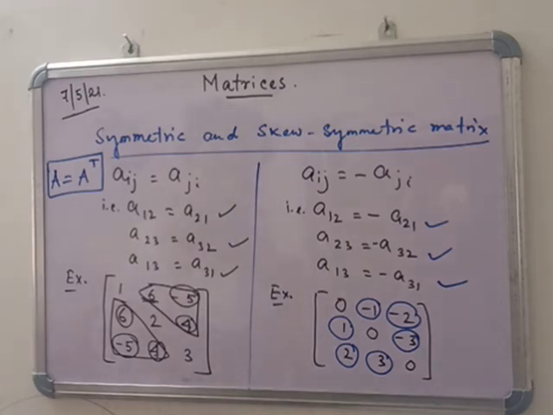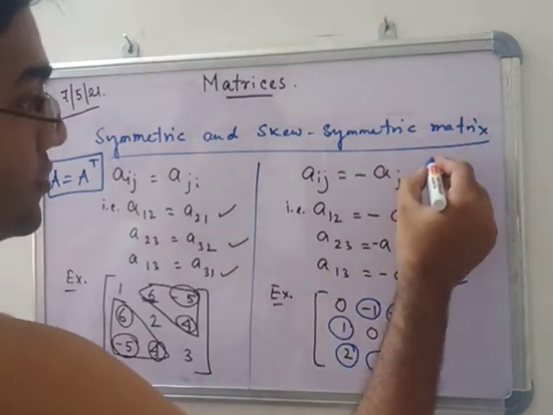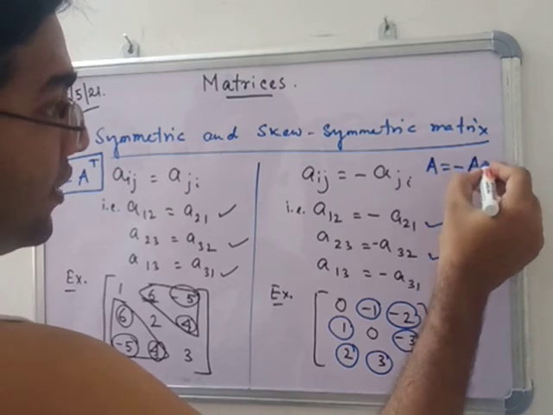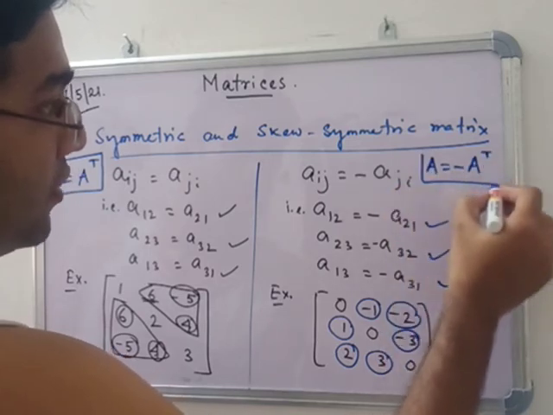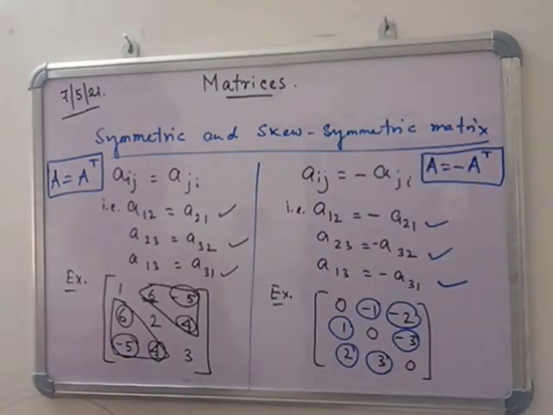Now in transpose form, A equals minus A transpose. So A equals minus A transpose means this is called a skew symmetric matrix.